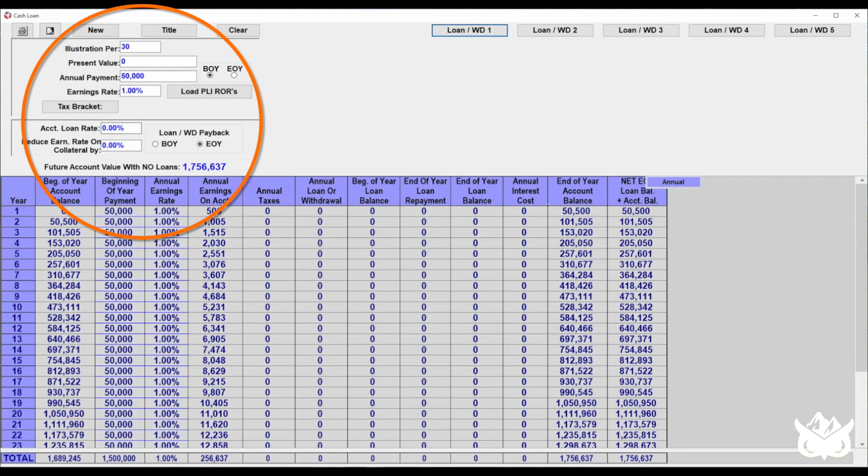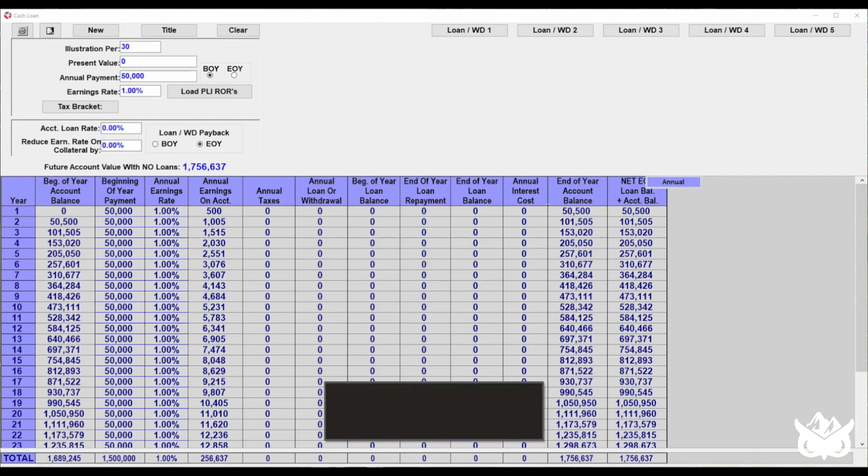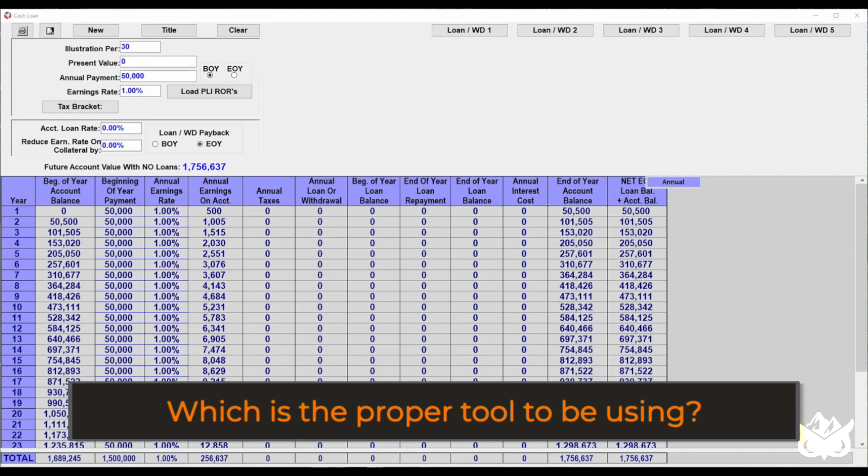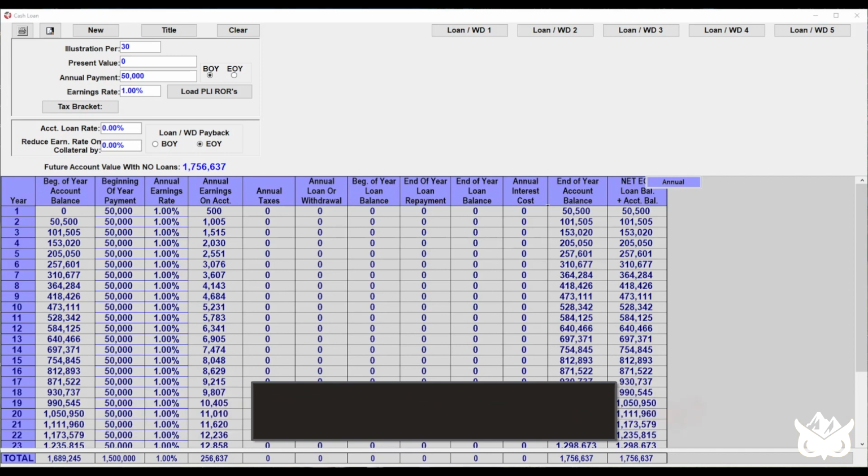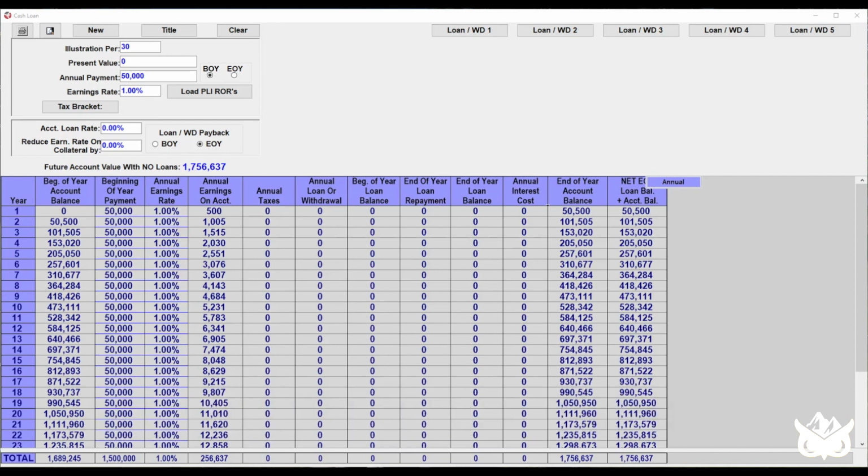So again, the whole idea here is we're going to be putting money away. We're going to be creating a pool of money. And from that pool of money is what we're going to use to take control of the banking function in our lives. The next part of the conversation is, well, which is the best tool? What's the proper tool to be using?